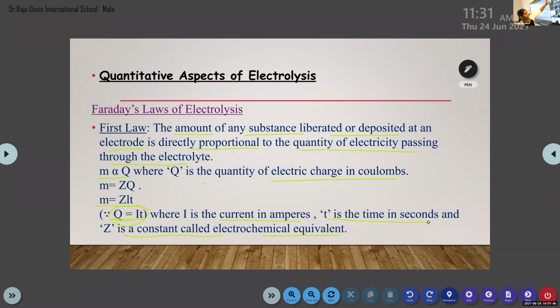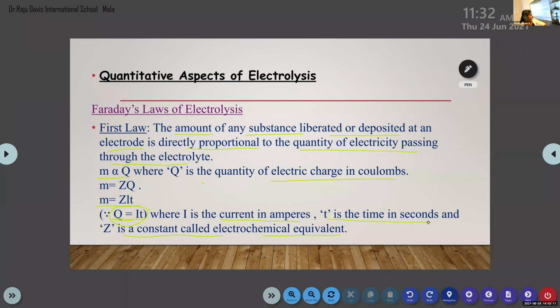Is this clear? Rijas, have you completed? M is for mass, right? Yes, M for mass. That means the amount of substance liberated or deposited. M stands for mass. Okay. Shall I move to the next one?